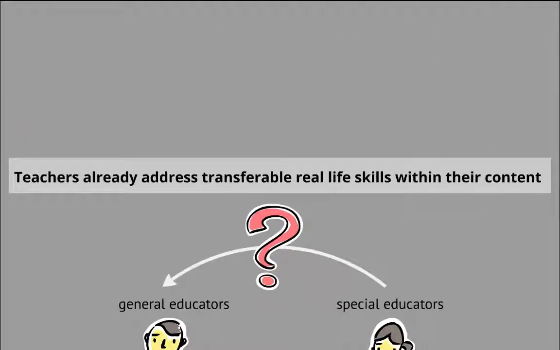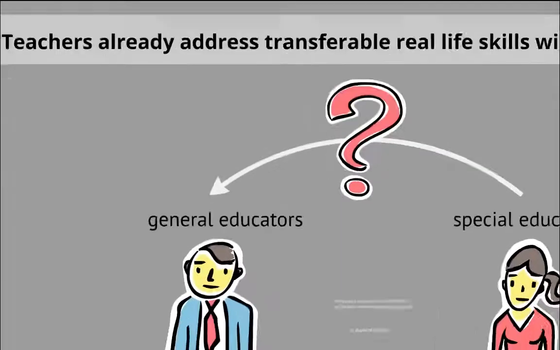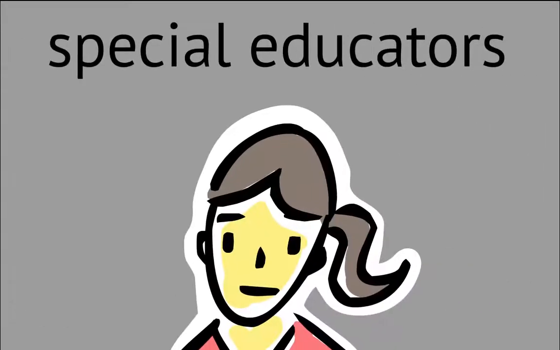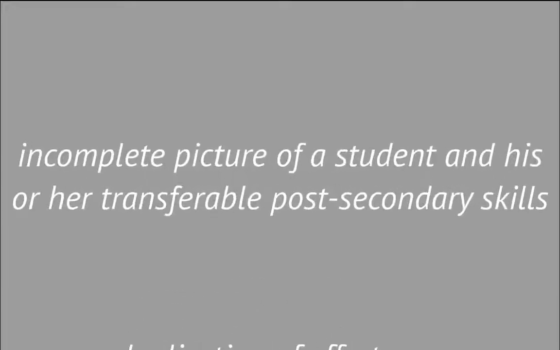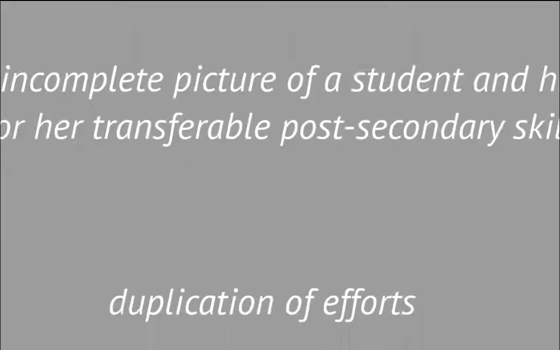Many, if not most, teachers already address transferable real life skills within their content, but general education and special education teachers often do not know about the assignments in other courses and may not share data on the students' skills practiced within the classroom. While individual educators know critical information about a student's present levels of performance related to cognitive, intrapersonal, and interpersonal competencies, this knowledge typically isn't compiled to create a complete picture of a student and his or her transferable post-secondary skills. This can result in duplication of efforts and inconsistent, disjointed services.